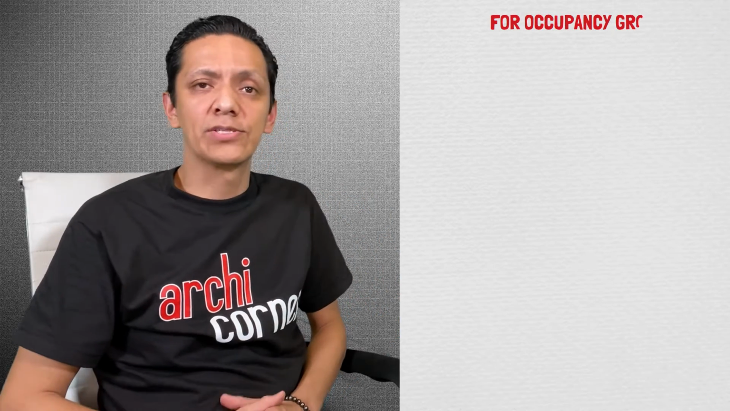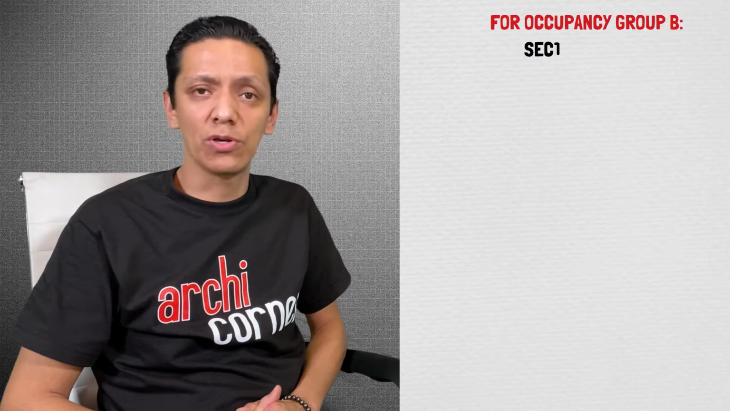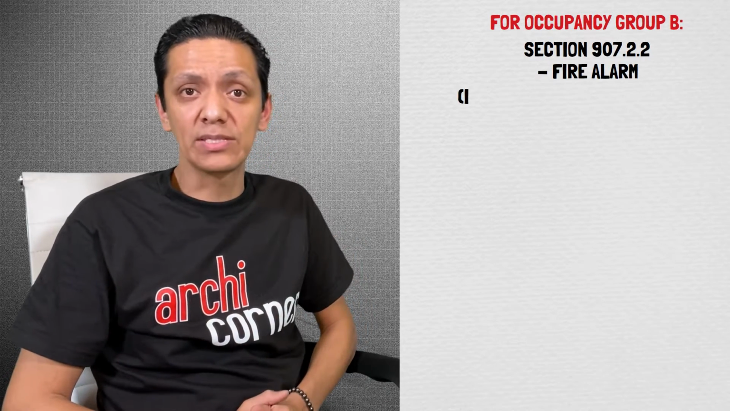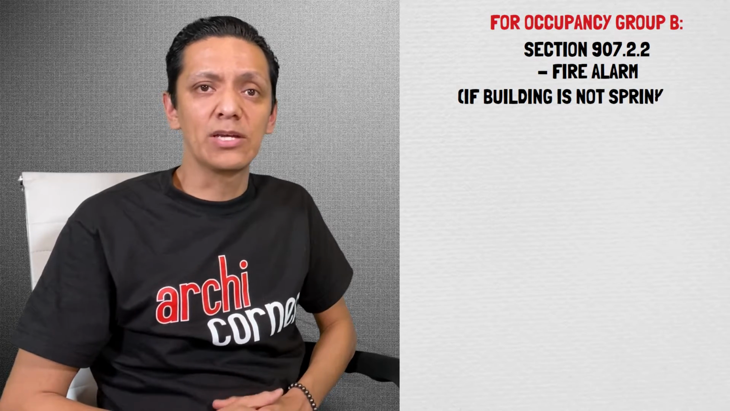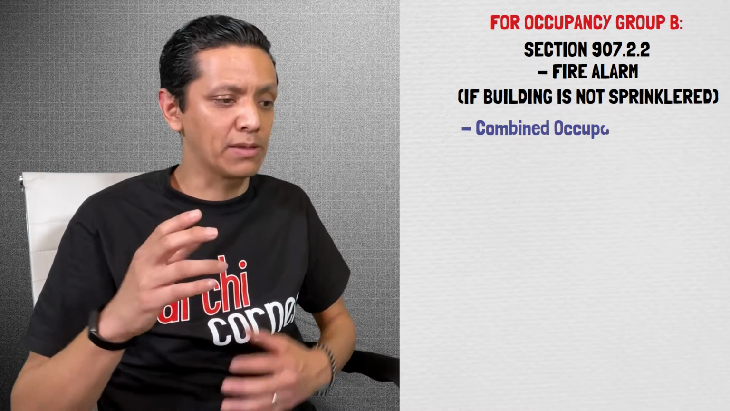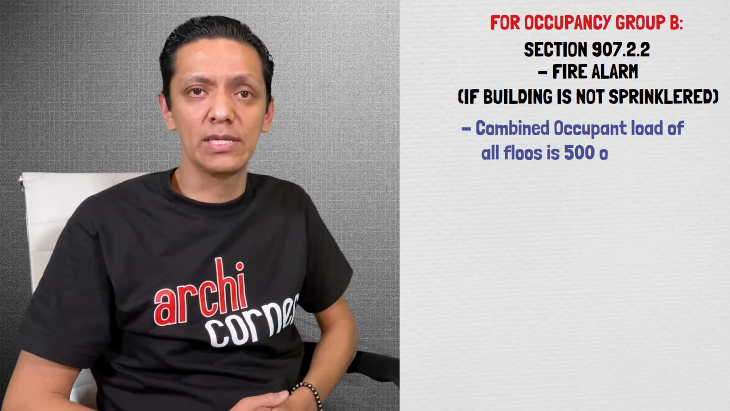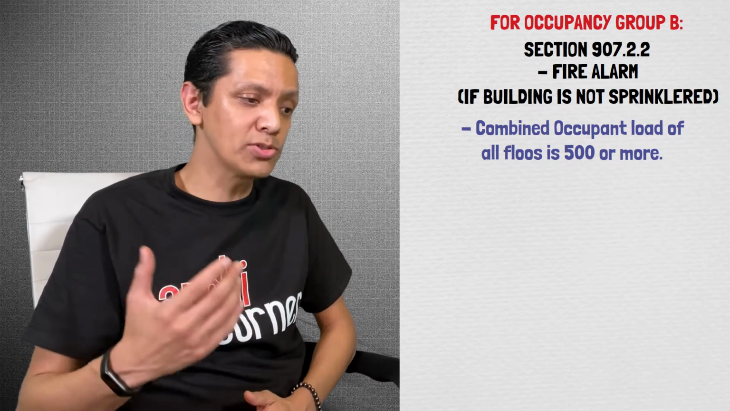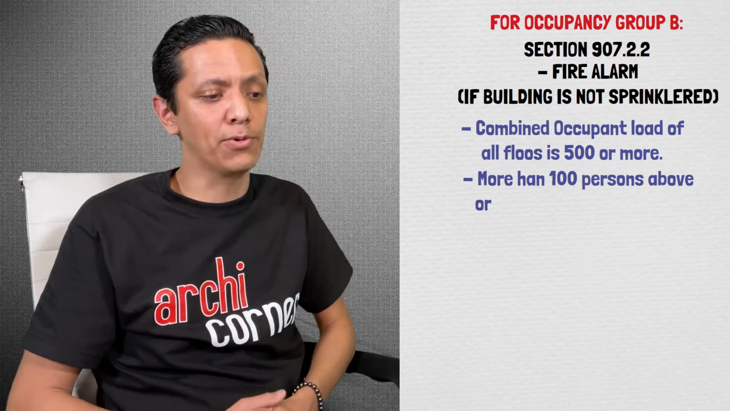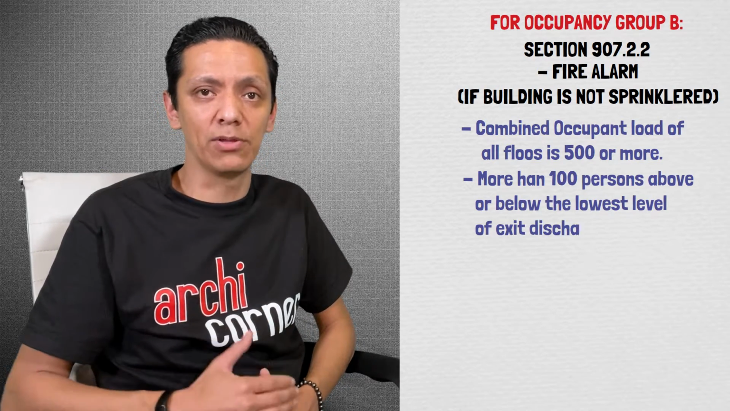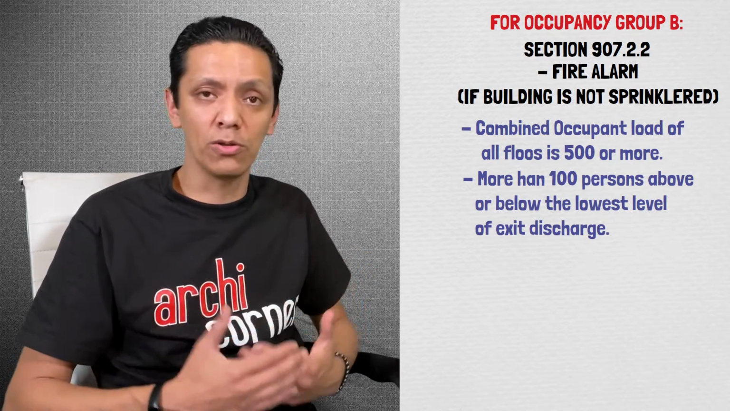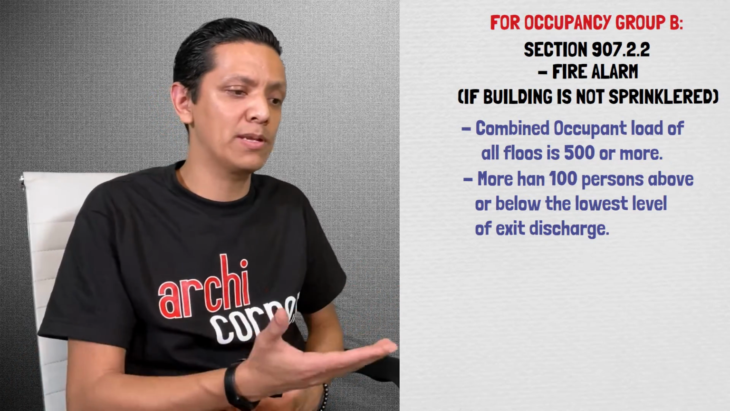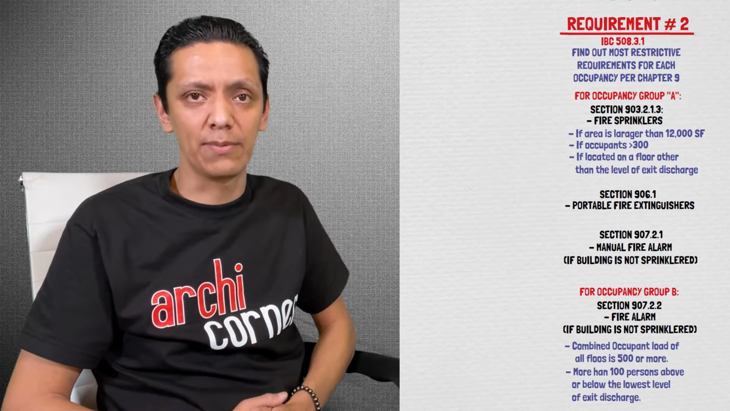And you can find that in section 907.2.2 of the IBC, where it tells us that we might need a fire alarm if the building is not sprinklered. If our building is not sprinklered, then we need to check and see if the combined occupant load of all floors is more than 500. And if so, it needs to have a fire alarm. Also, if there are more than 100 people above or below the lowest level of exit discharge, we also need to provide a fire alarm. But in our case, as mentioned before, we're already sprinklered, so this doesn't really apply.